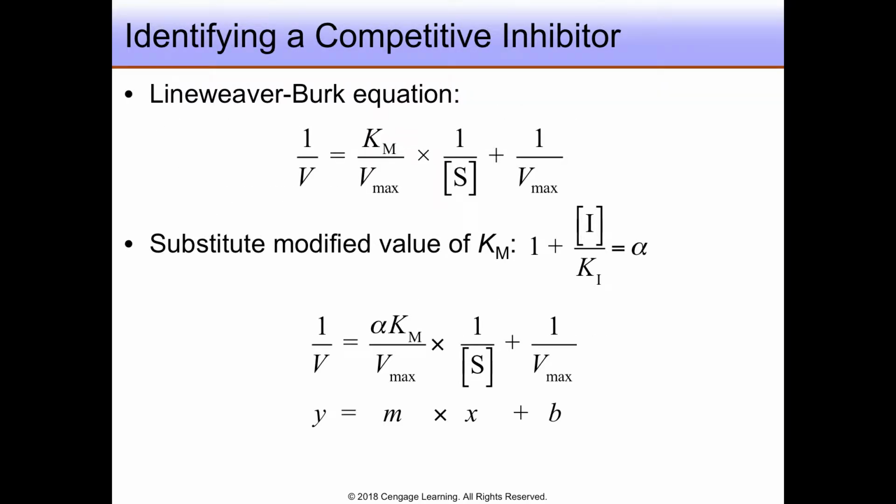Let's modify the Lineweaver-Burk equation to represent the reaction in the presence of a competitive inhibitor. Since the value of Km increases by the alpha factor, we'll include that in the numerator of the expression for the slope. Re-examining the equation, we can see that it predicts that a competitive inhibitor will not alter the y-intercept, but it will increase the slope as compared to the pattern observed in the absence of the inhibitor.